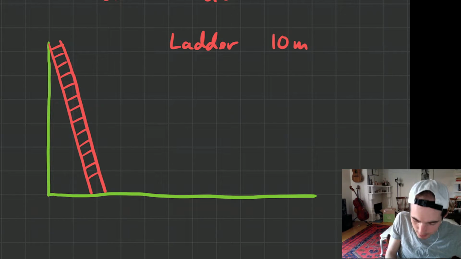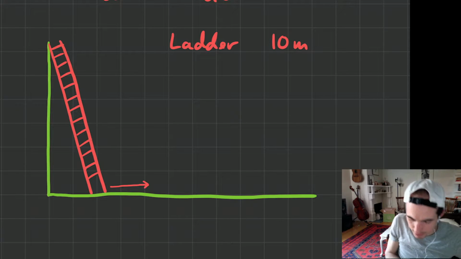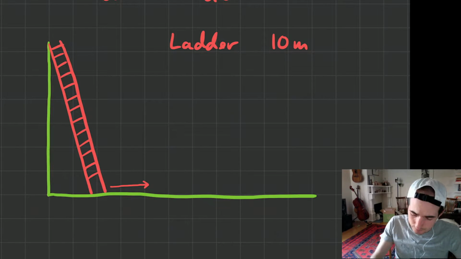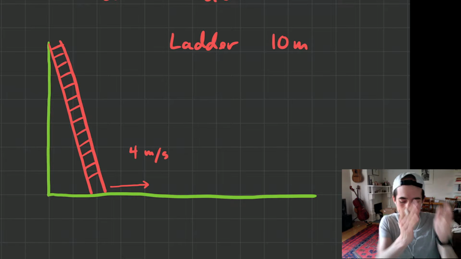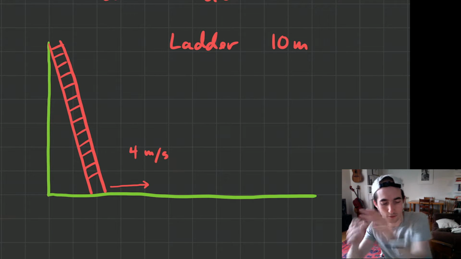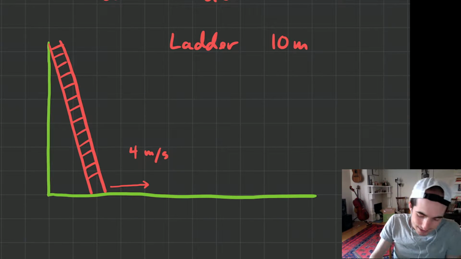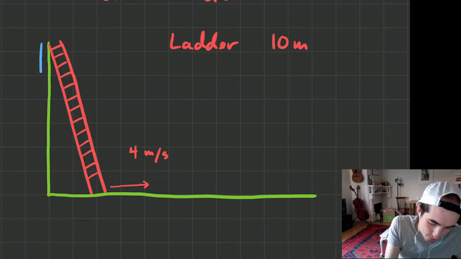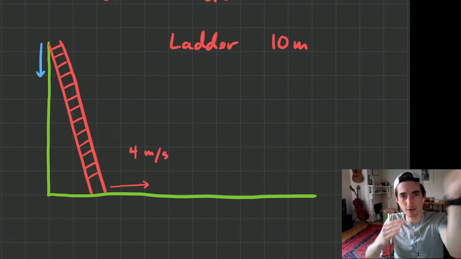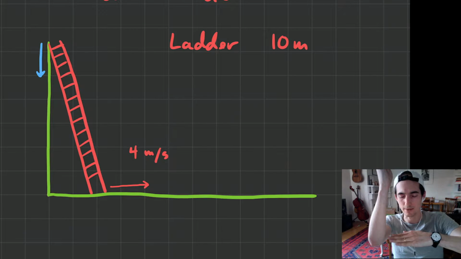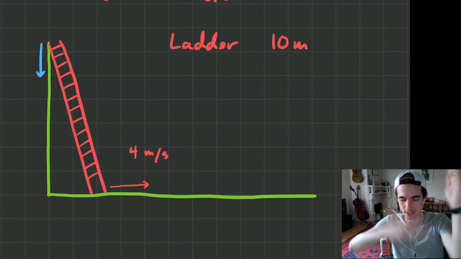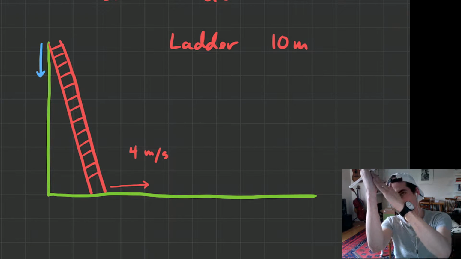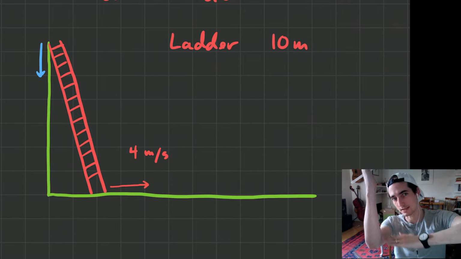It's sliding away from the wall in this direction, and the rate at which it's sliding is 4 meters per second. So it's sliding across the floor. Now, as it slides, it's still going to be moving down, right? My video's mirrored, or no, is it? No, it's not mirrored, but yes, it is mirrored. So it's kind of sliding down like this, right?